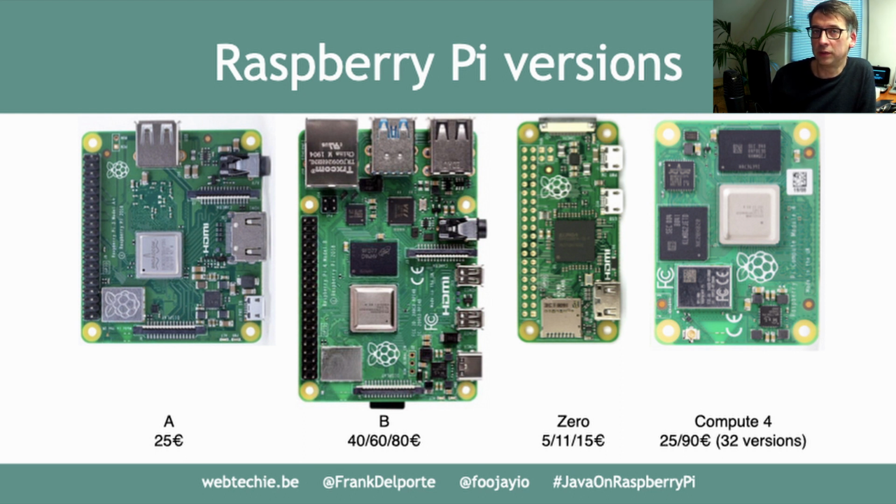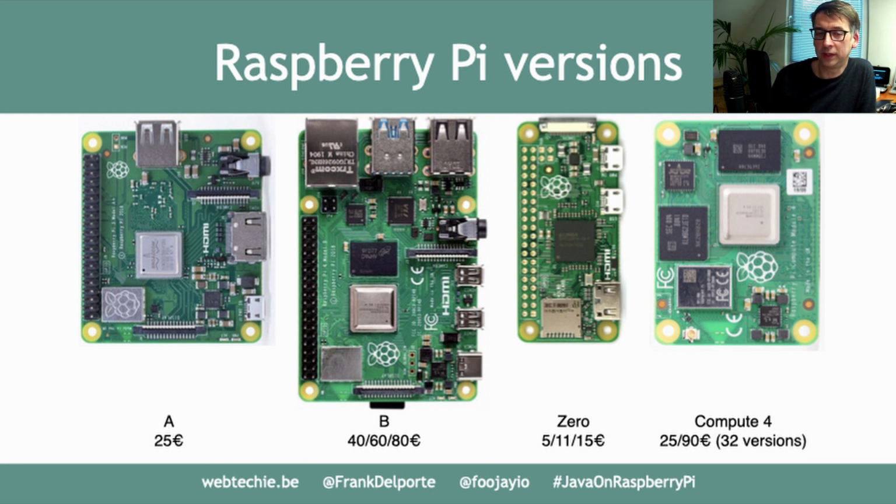The most popular one, which is used the most, is the B version, the Raspberry Pi 4B. You have it in 4 different versions with 1, 2, 4, or 8 gigabytes of memory, and the cost is up to 80 euros. You can attach two 4K displays to it. You have network, you have USB-C, you can connect a camera, a lot of possibilities.